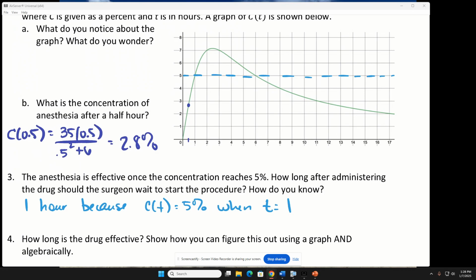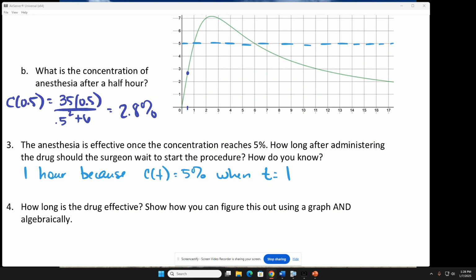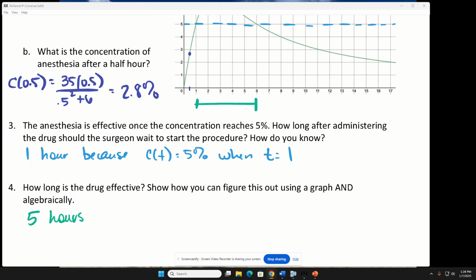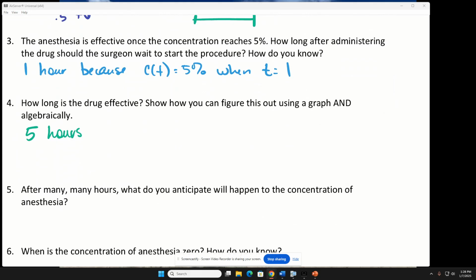So we know because that function is equal to 5 whenever t is equal to 1. Okay. So how long is the drug effective? Between what 2 times is the drug effective? 5% is effective between 1 and 6. So how long? 5 hours. All right. It does say to also show algebraically, so we'll do that together.